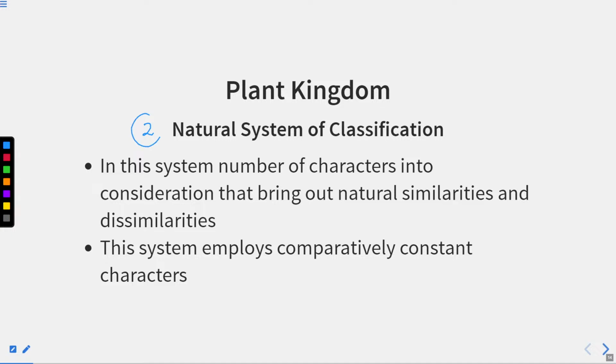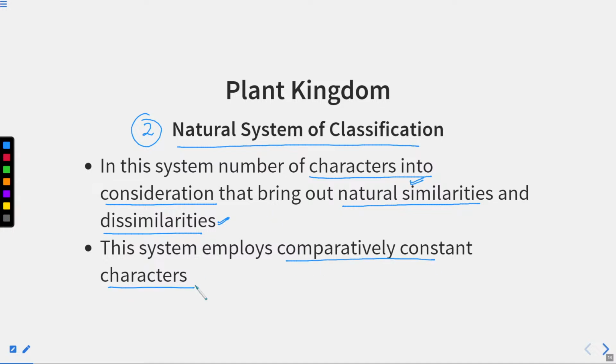Okay, so next comes the natural system of classification. Very interesting. In this system, a number of characters are taken into consideration that bring out natural similarities and dissimilarities. So here they are considering the natural similarities, and also the dissimilarities among the organisms. This system employs comparatively constant characters that are not going to change with the environment, right? So this particular system is quite acceptable because they are considering the natural similarities among the organisms and also the dissimilarities. They are not only considering one or two morphological characteristics, right? So they are considering a number of characteristics.